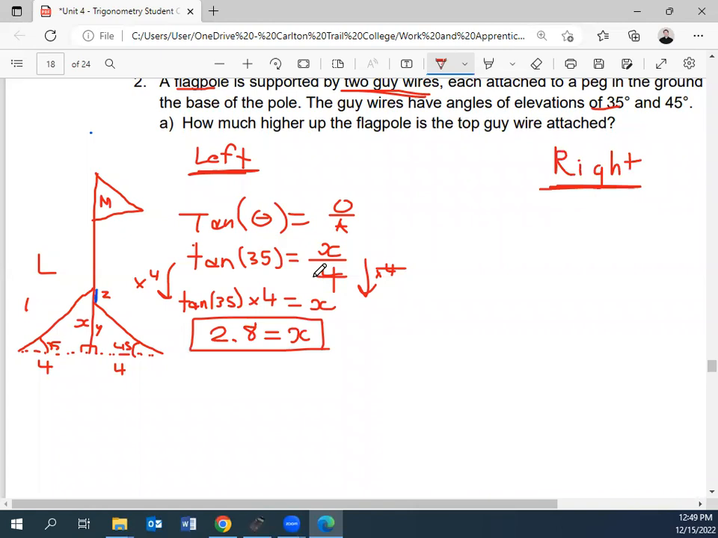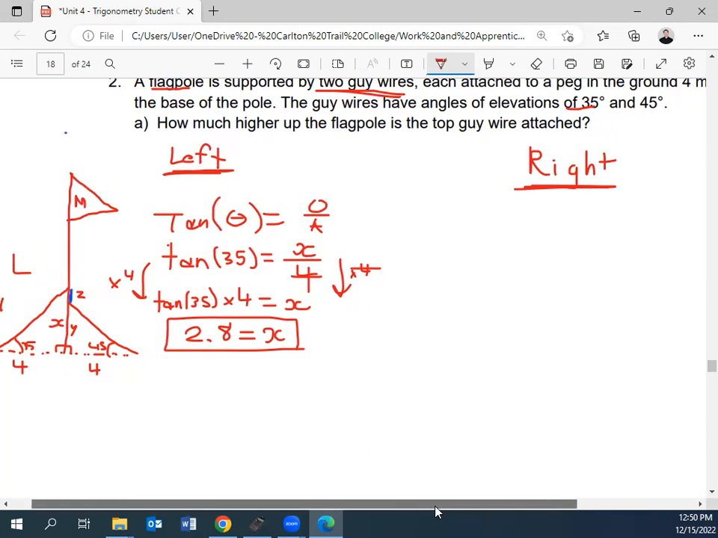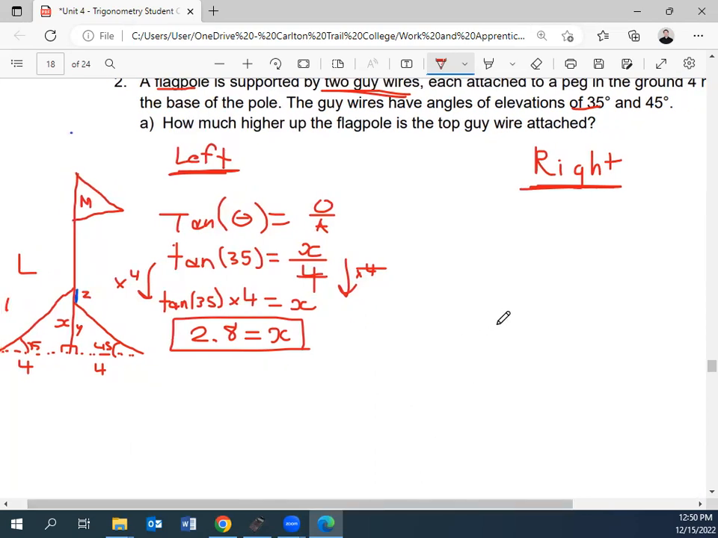Yeah, because I want to get rid of that fraction there. Okay. So for this right side here, I'm just going to draw this triangle. Don't draw this. I just want to make it a little bit easier to see. So do not draw this triangle. I'm just putting it over here so it's a little bit easier to see.